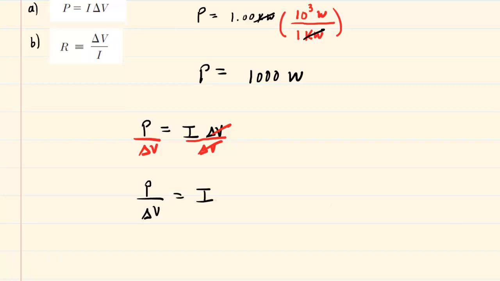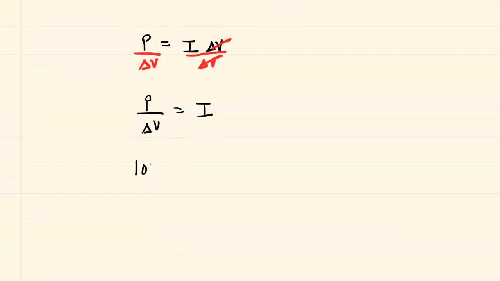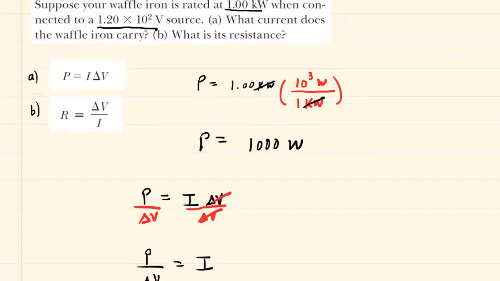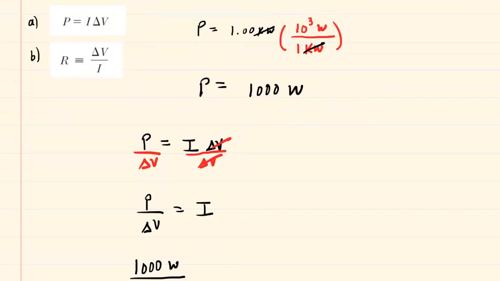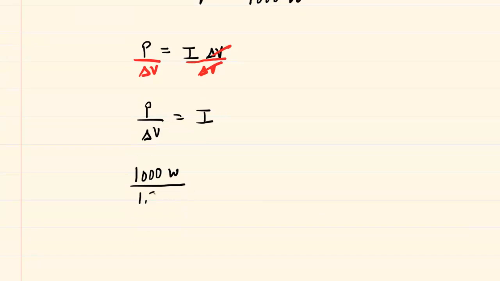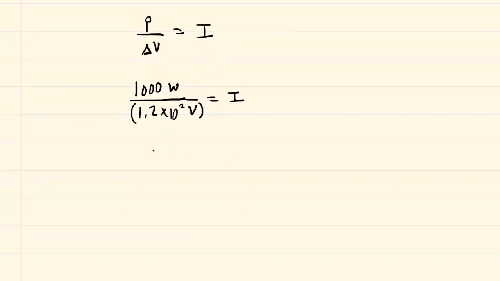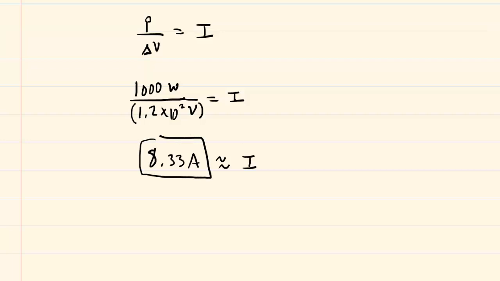So we'll take the power value of 1,000 watts, and then we'll divide that by the potential difference, or voltage, which again was 1.2 times 10 to the power of 2. And that's in volts. On a calculator, you might want to wrap this quantity in parentheses, otherwise it may cause an error. When you divide these two quantities, you get approximately 8.33 as the value of the current, and of course the standard unit of current is amps. So this would be the correct answer to part A of the question.